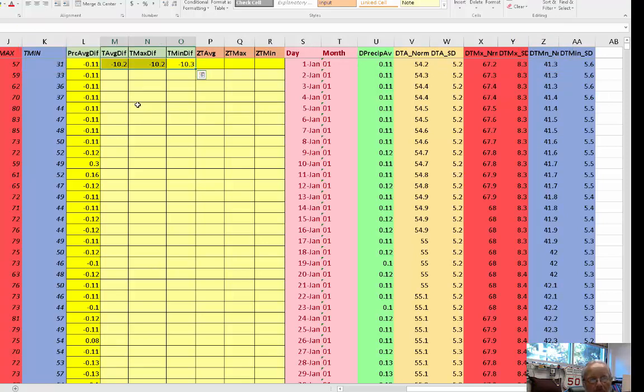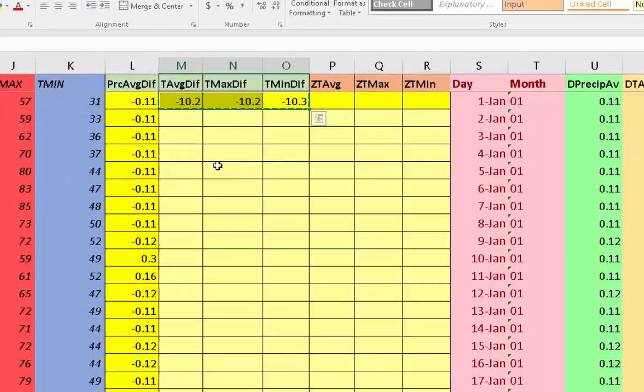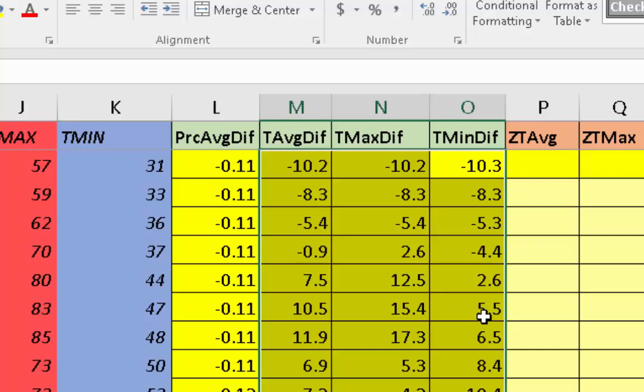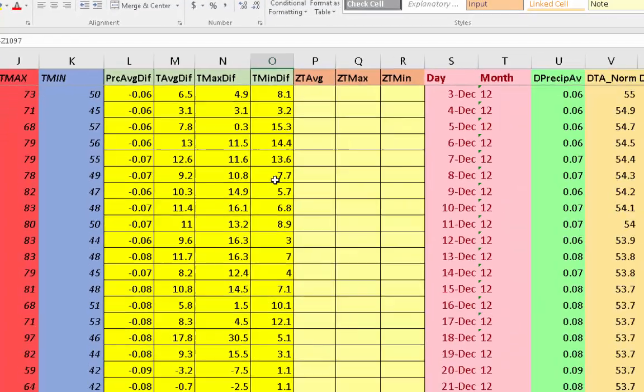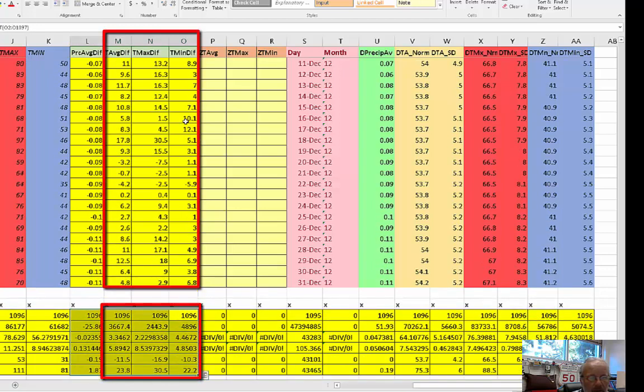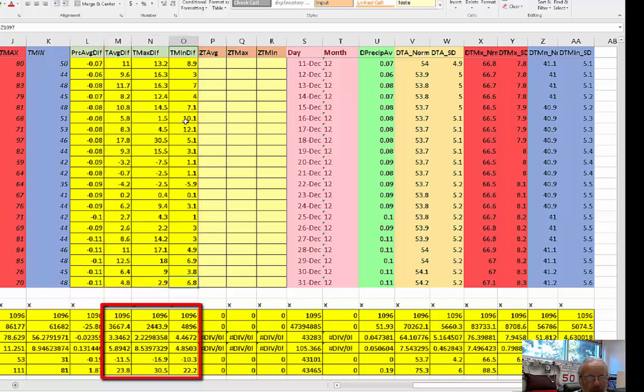I want to copy this data to the cells, or the column of blank cells below. So I highlighted these three formulas in cells M2, N2, and O2. I press copy, Control C, and double click in the lower right hand corner, and the entire column of data is now filled out, as are the averages, sums, minimums, etc. at the bottom of the data.